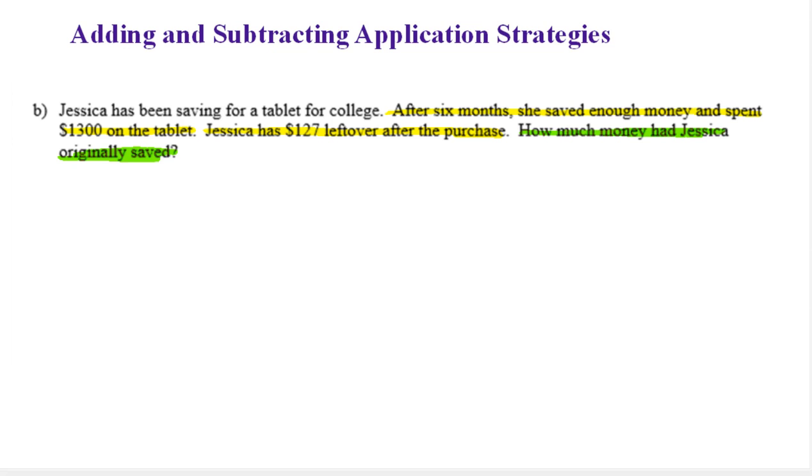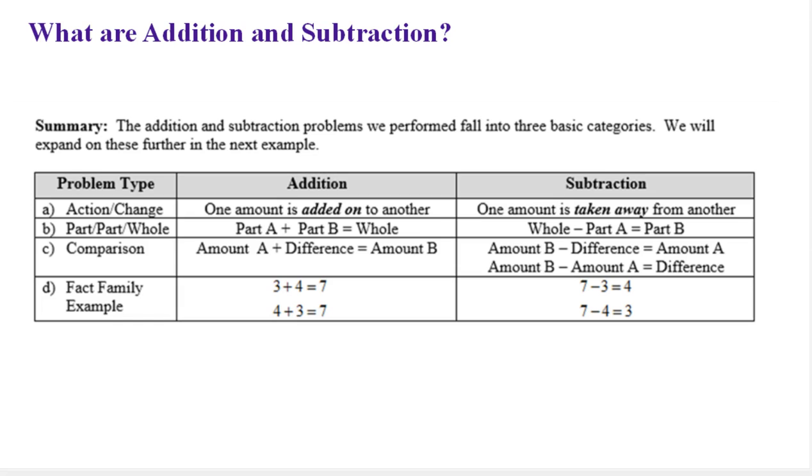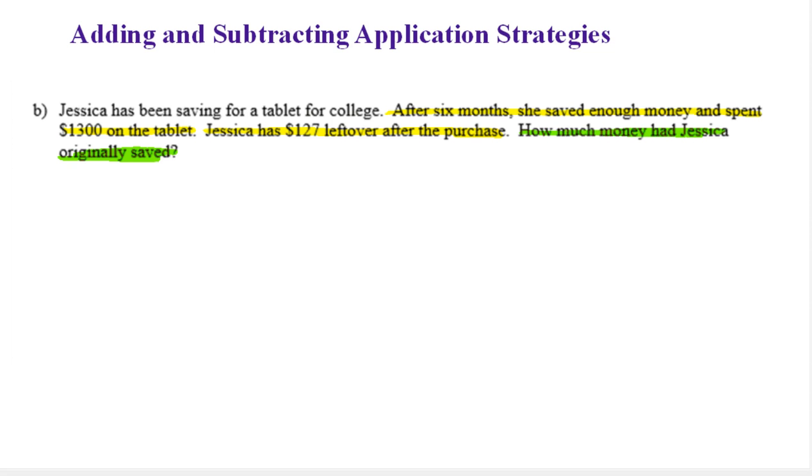Okay, so let's think about what type of problem this is. She had some money, she spent some money, and then she had some left over. Looking at our chart, we're going to think of this as an action change problem. You could think of it as part whole in a way, because it's the part she spent plus the part she has left. But it's typically easier to think of it as action change when you see something happening over time. When you use this strategy, it will help you write.